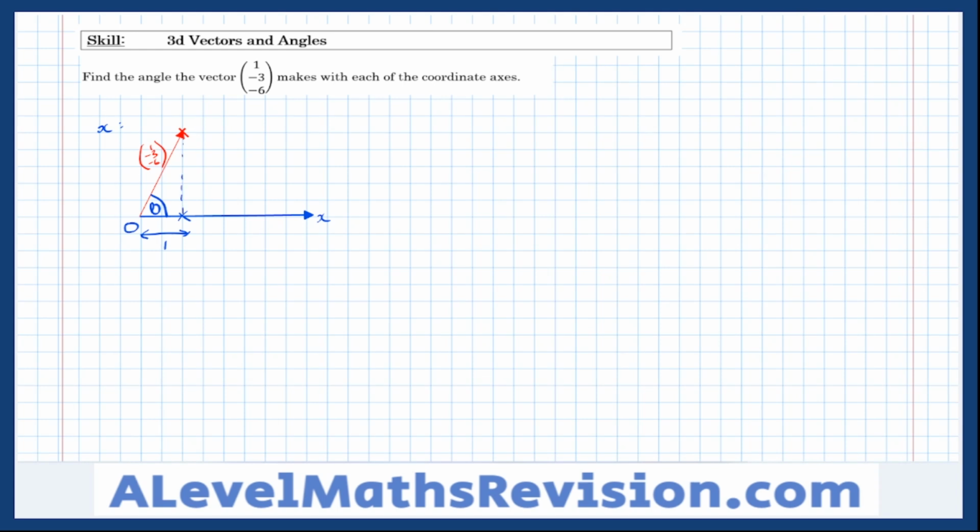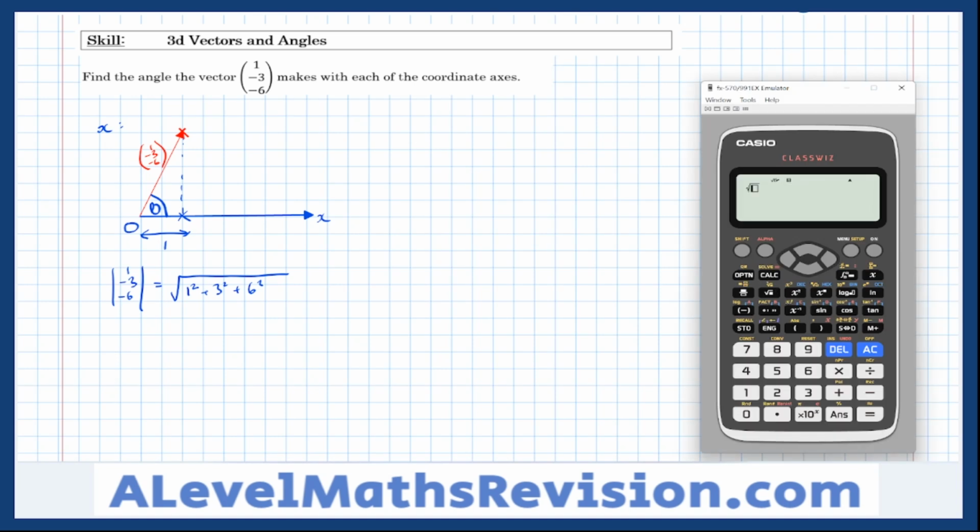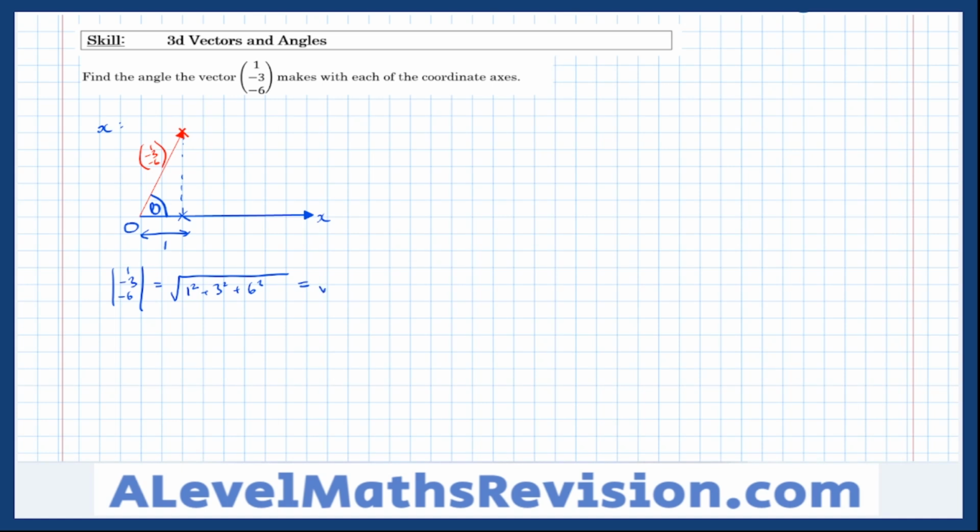Because we're looking at it from such a direction that it looks like a right-angled triangle, we can use simple SOHCAHTOA. First, we need this length here, the length of the vector (1, -3, -6). That equals the square root of 1 squared plus 3 squared plus 6 squared, which is equal to root 46. So that's the length there, root 46.